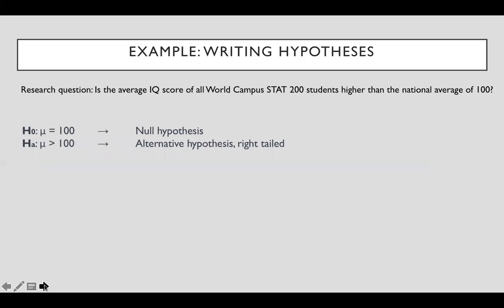Here's an example of writing hypotheses. The question is: is the average IQ score of all World Campus students higher than the national average of 100? For our null hypothesis, we have our mean, because we're testing the average. Is our mean equal to 100? 100 is our hypothesized parameter here, because that's the national average that we're comparing our data to. Moving into our alternative hypothesis, we still have the mean there, and we are doing a right-tailed test because we're seeing if the average IQ score of the students is higher than the national average. So it would be right-tailed. And then we have the same hypothesized parameter of 100.